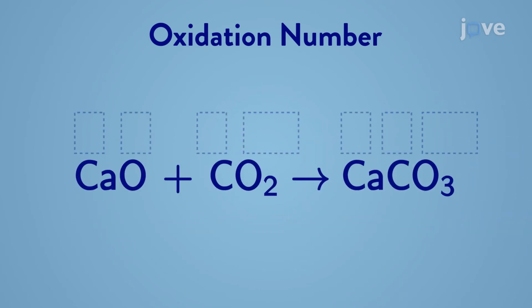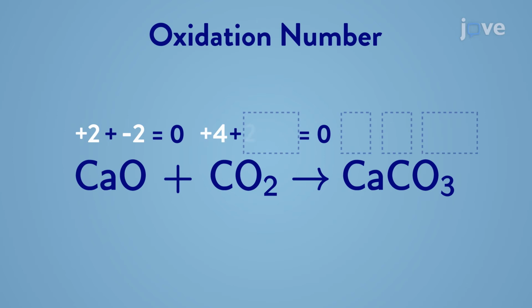Now, let's look at the calcium carbonate reaction we saw earlier. Both reactants are neutral, so the sum of the oxidation numbers for both compounds is 0. As we saw with magnesium oxide, calcium has an oxidation number of +2 and oxygen -2. Then the carbon in the carbon dioxide molecule has an oxidation number of +4 and each oxygen -2.